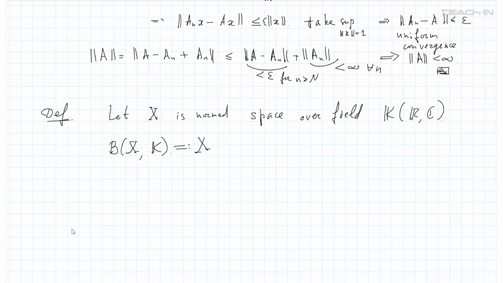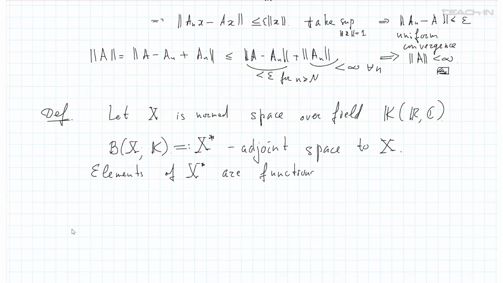So this space has such notation. It is the adjoint space, the adjoint space to X. And elements of X star are functionals. So it is a partial case of operators.